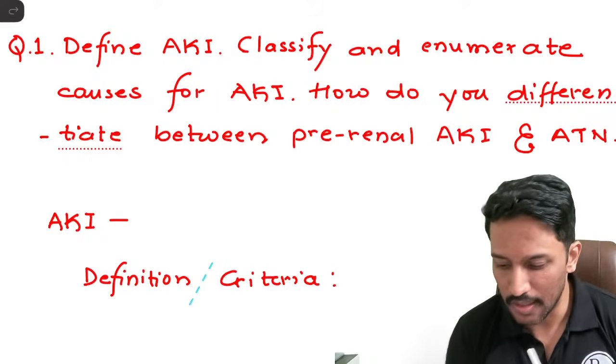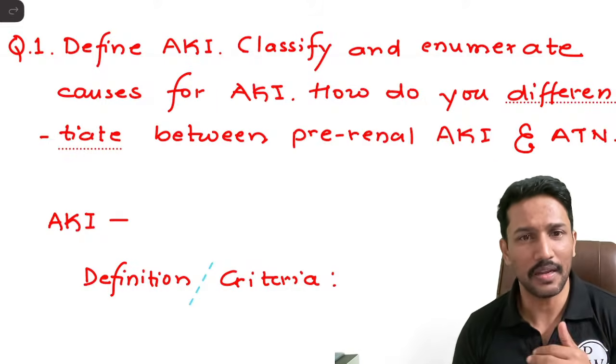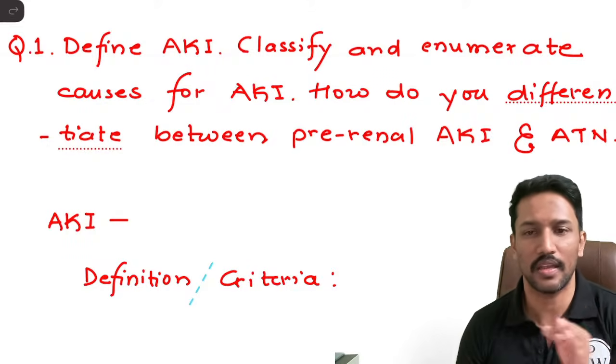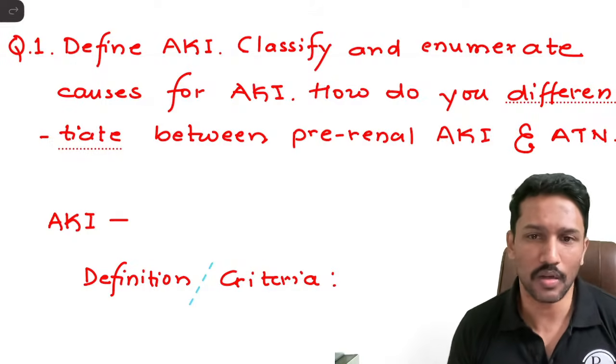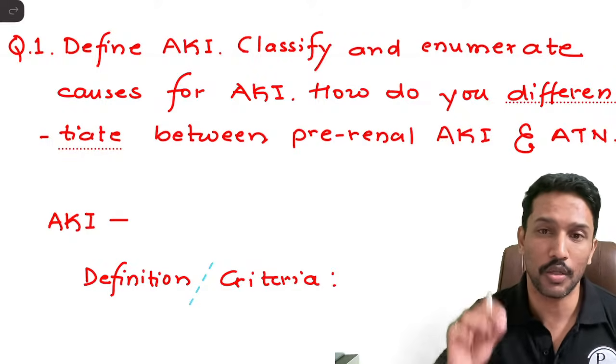So we'll start with the first, AKI. Here's the question. Define acute kidney injury, classify and enumerate causes for acute kidney injury, and then how do you differentiate between prerenal AKI and acute tubular necrosis? Now, objectively, what is a teacher looking for when they are assessing an answer paper on acute kidney injury?